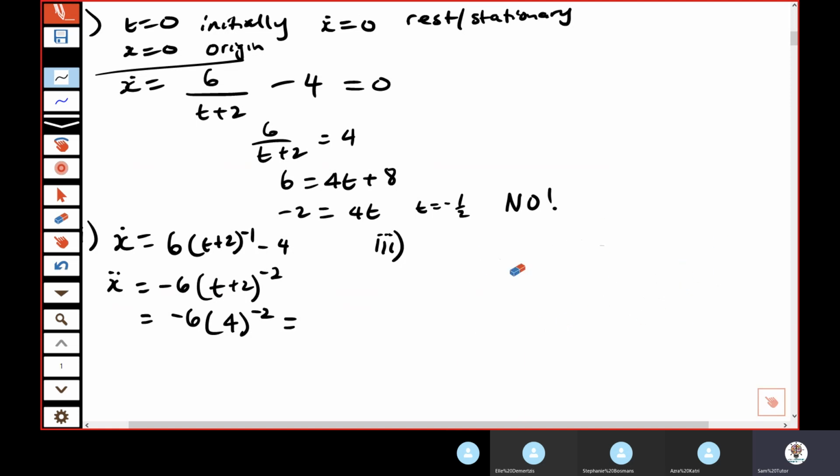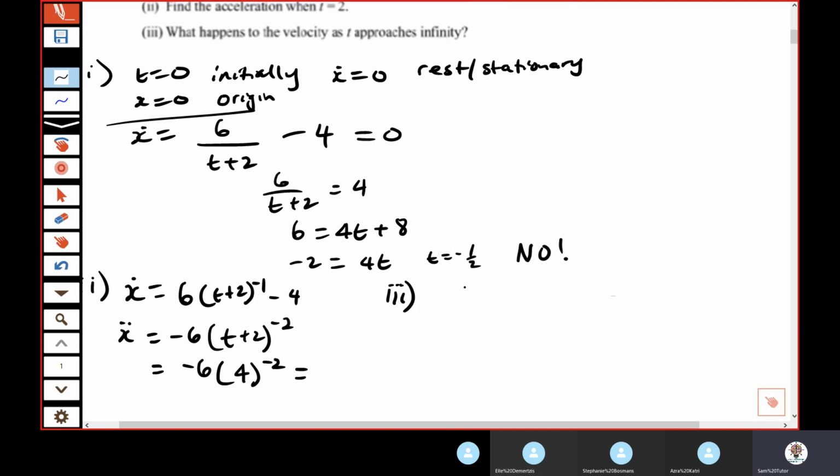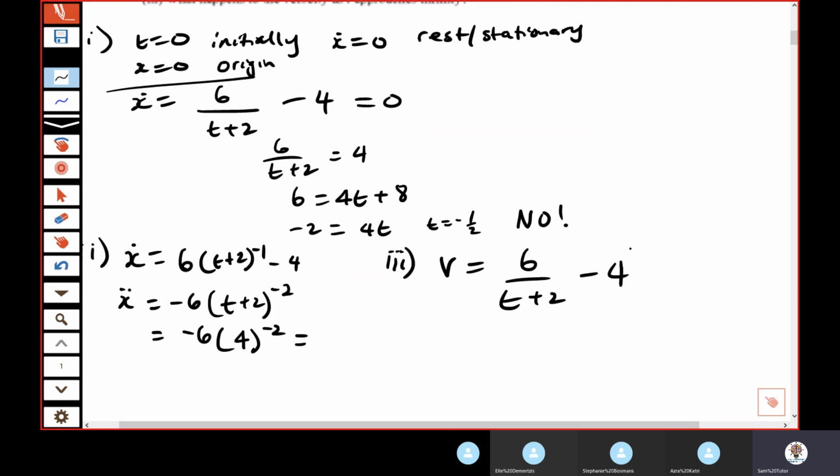Let's look at what it's saying for this question. It's saying, what happens to the velocity? Okay, so we need to write velocity. Velocity is 6 on t plus 2, take away 4. So as time approaches infinity, what happens to this component here? What's 6 on infinity plus 2?